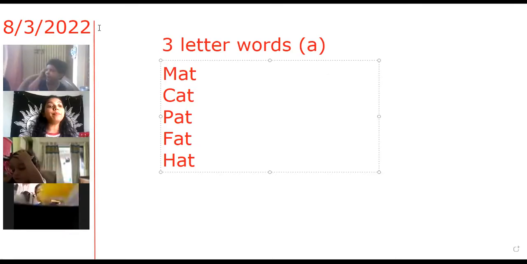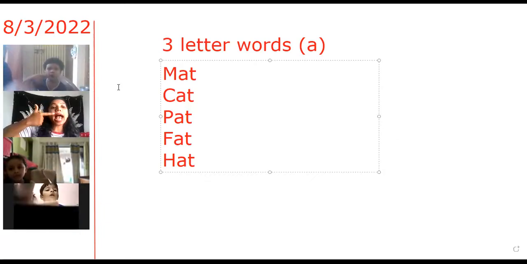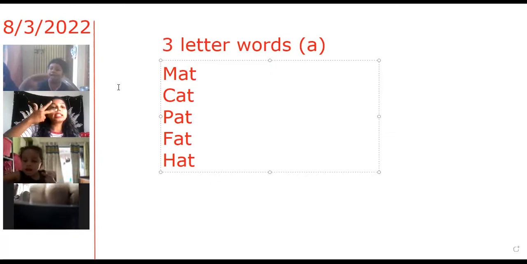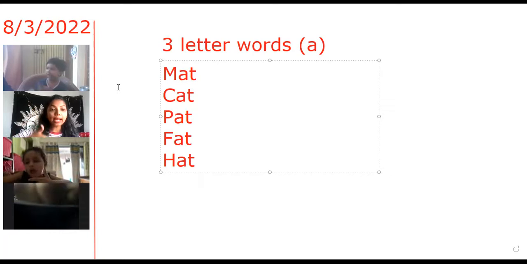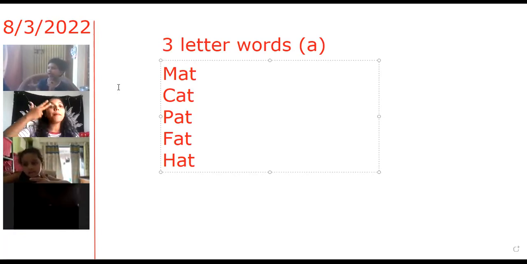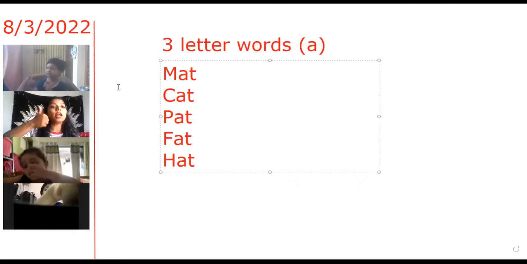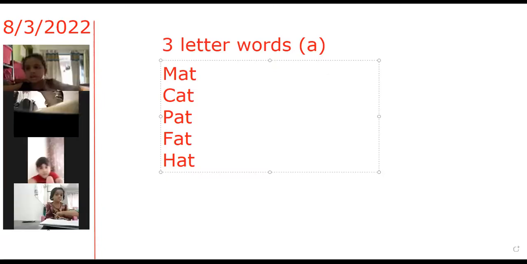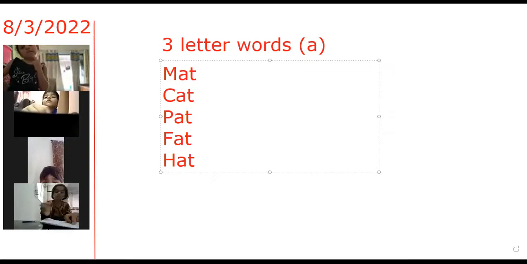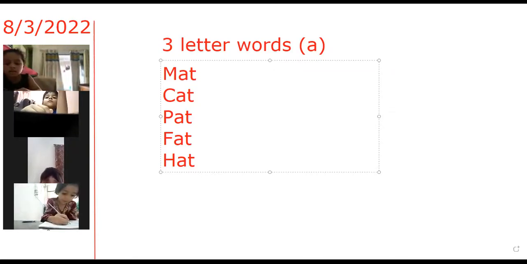All right. Now everyone will blend with me, okay? Everyone is done? Now let's blend with me. Ma, a, ma, t, mat. Then ka, show me your thumb, everyone. Perfect. Ka, a, ka, t, cat. Very good.